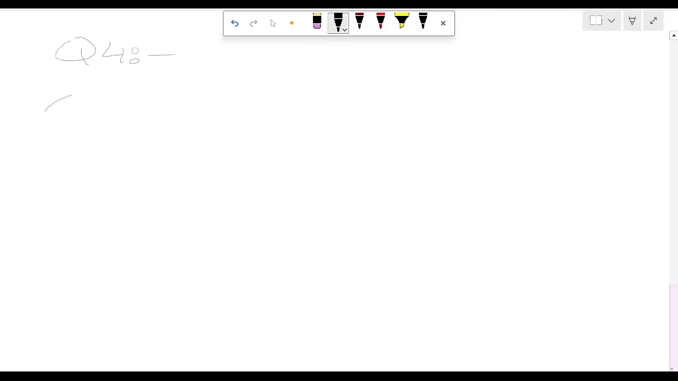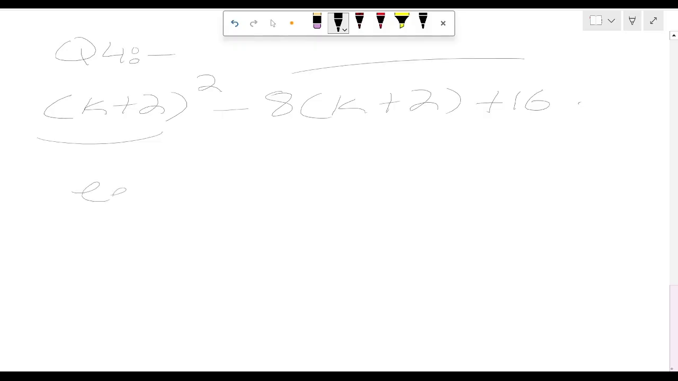In question number 4, we have (k + 2) whole square subtracted from 8 multiplied with (k + 2), and then we have 16. So this is the first term and this is the second term. Now if you look closely, you will notice that k + 2 is common between them both. So let's suppose I'll call k + 2 x. Let k + 2 be equal to x. After writing that, I can write x² − 8x + 16.